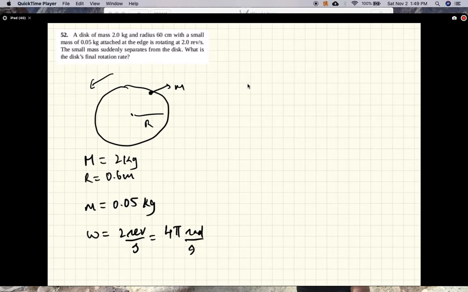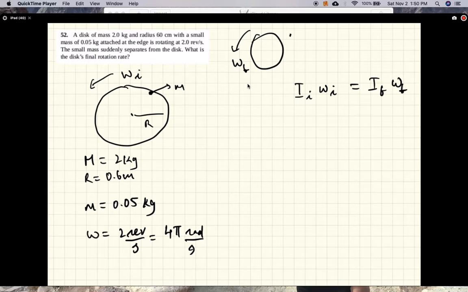Alright, so what happens is, when the mass falls off, so this is omega initial, and when the mass falls off, omega final, angular momentum is conserved. So I initial omega initial equals I final omega final. I initial is the moment of inertia of the disk plus the moment of inertia of the little mass sitting on the end, which is 1/2 M r squared plus little m r squared.